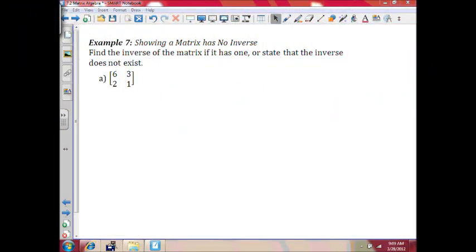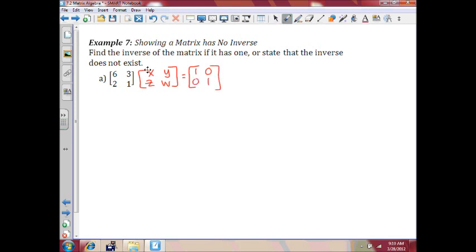Moving on to example 7, we're going to show that a matrix has no inverse. So find the inverse of the matrix if it has one, or state the inverse does not exist. So here's what we're going to do here. It's really not a hard concept, just a little bit different. We're actually going to add a matrix of x, y, z, w, and again, by our definition, that will equal 1, 0, 0, 1.